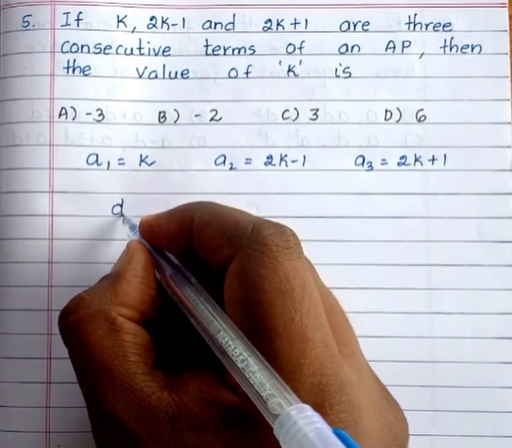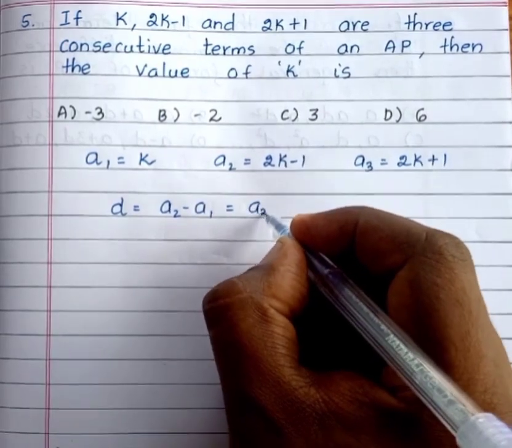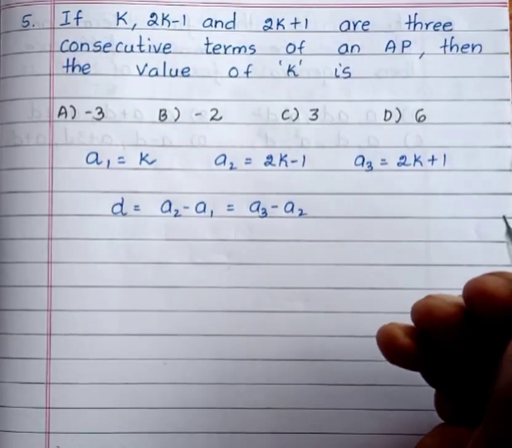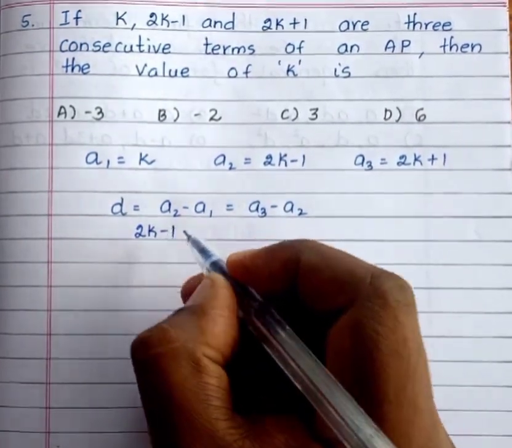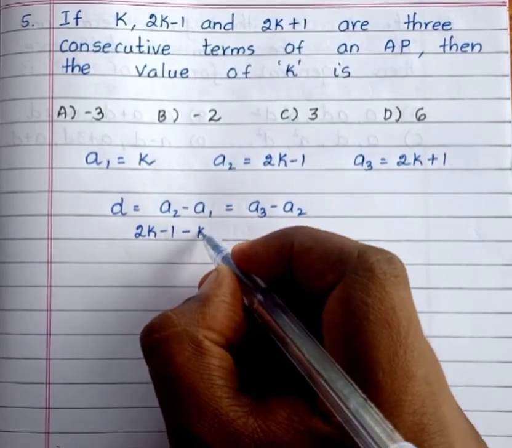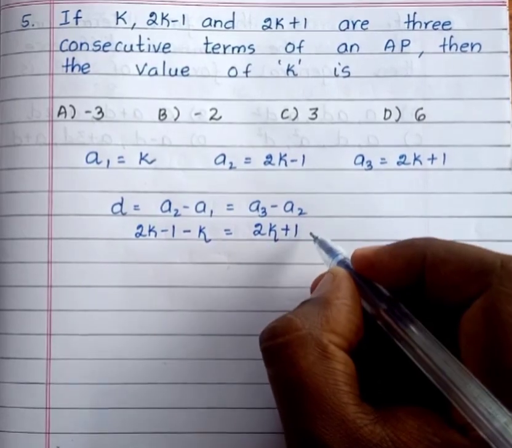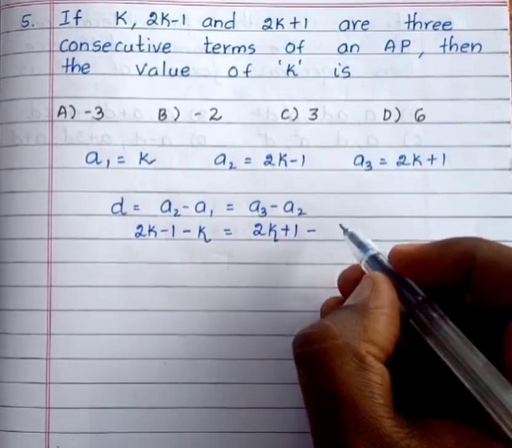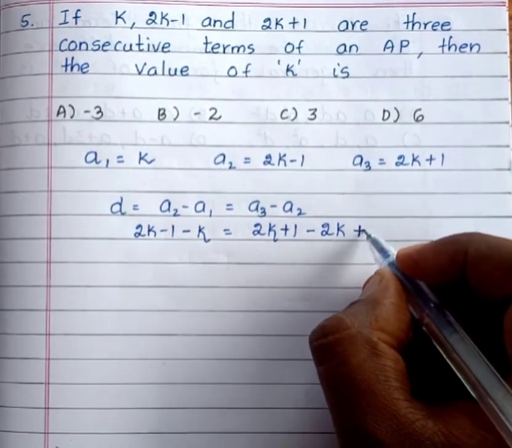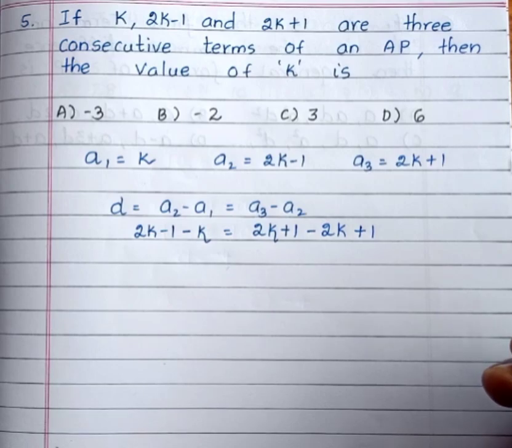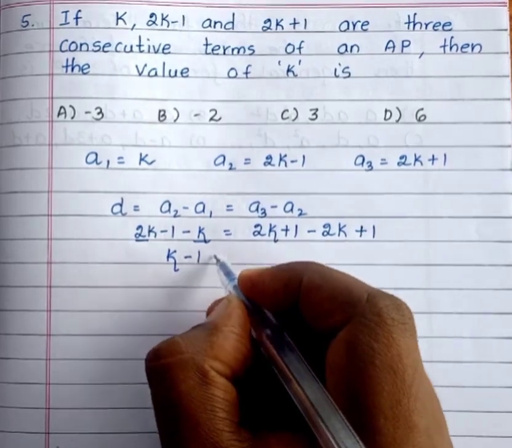Students, we know the common difference which is equal to a2 minus a1 or a3 minus a2. a2 minus a1 equals a3 minus a2. Now substitute the values of a1, a2 and a3, that is 2k minus 1 minus k, which is equal to a3 is 2k plus 1. What is a2? 2k minus 1 multiplied by minus and we get plus into minus, minus 2k, minus into minus, plus 1. Now 2k minus k, we get k, minus 1 as it is.